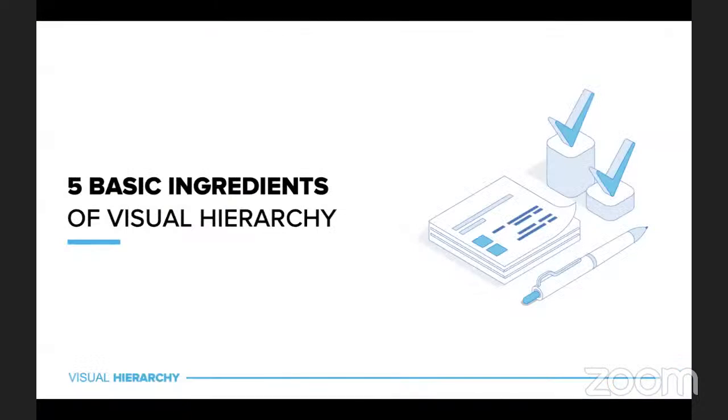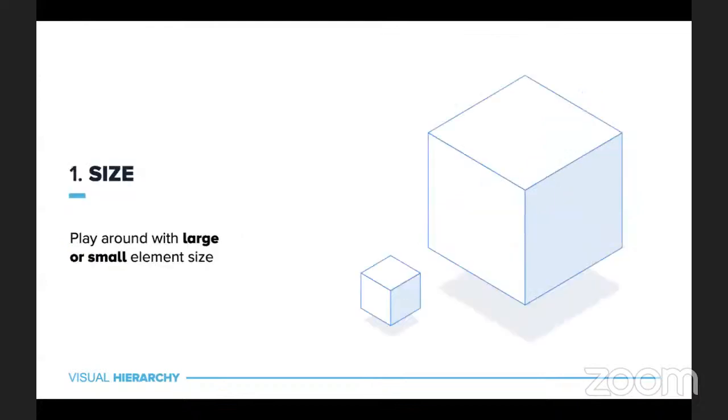So we're going to look at 5 basic ingredients of visual hierarchy, and by manipulating any of these 5, you can improve visual hierarchy in your presentation design. First up, we have size. So people will pay attention to the biggest elements of your composition first. So play around with large or small element sizes. Make sure that important details are larger in size than the rest of your written content.